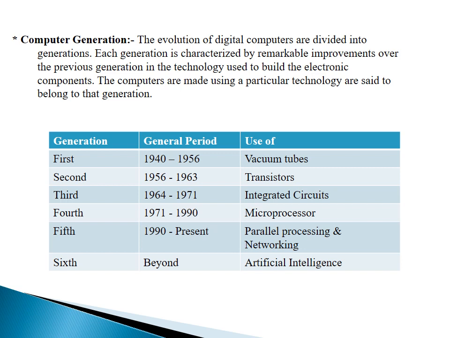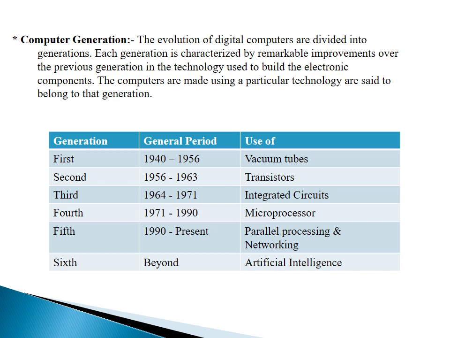First generation of computer. It was built in the period of 1940 to 1956. In this generation, the technology used is called vacuum tube. Second generation of computer was built in the period of 1956 to 1963. The technology used is called transistor. The third generation of computer was built in the period of 1964 to 1971. The technology used is called integrated circuits or IC.